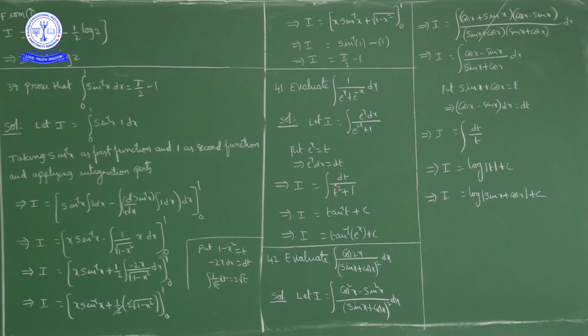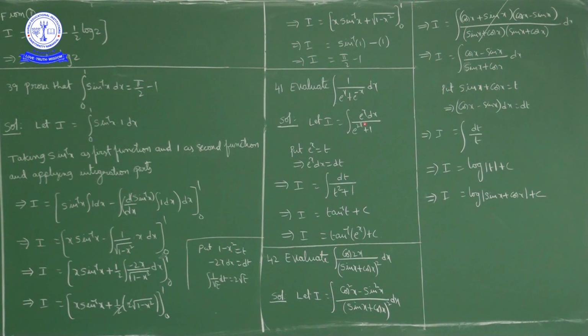So integral 1 upon t square plus 1 is tan inverse t plus c. What is t? e power x. So the final answer is I is equal to tan inverse e power x plus c. Okay. Now here the question is to evaluate integral 1 upon e power x plus e power minus x dx.